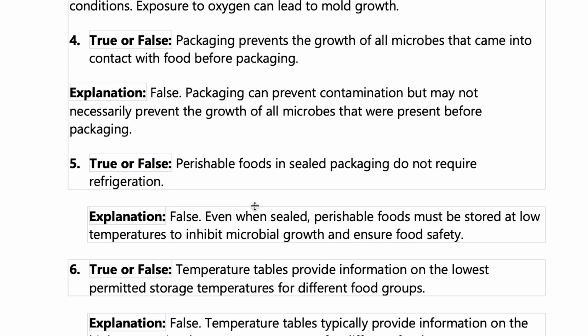Number five, perishable food in sealed packaging does not require refrigeration. False. It explained that even when sealed, perishable foods must be stored at low temperature to inhibit microbial growth and ensure food safety. So it comes back to the temperature in the previous lesson. You can take a look at the previous video also about this.